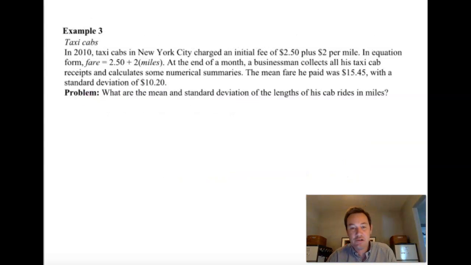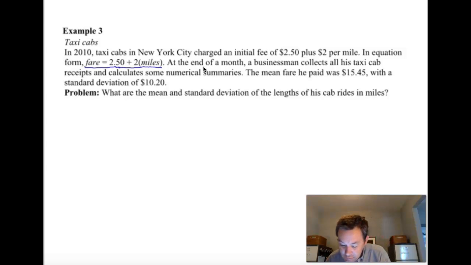Now that we know that, we're going to try a little bit more of an algebraic example. So this is a quaint example about taxi cabs when we used to have those. Now it's just Uber. It says in 2010, taxi cabs in New York charged an initial fee of $2.50 plus $2 per mile. In equation form, that's going to come out like this. Fare equals $2.50 plus 2 times miles.